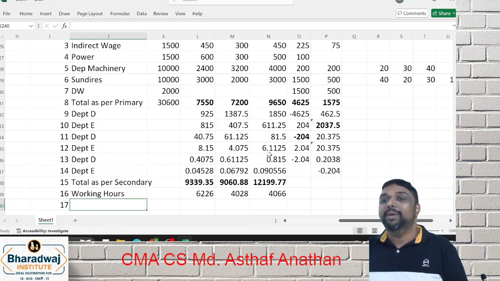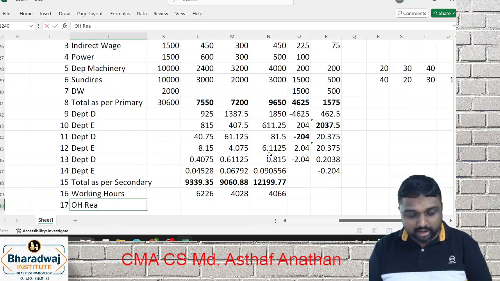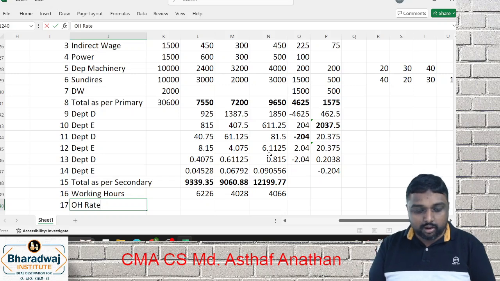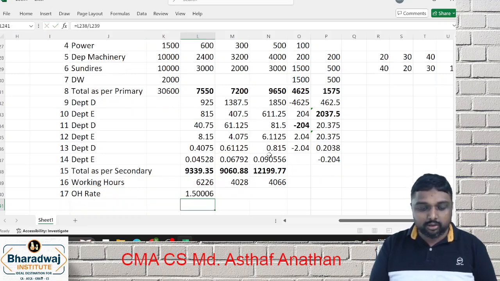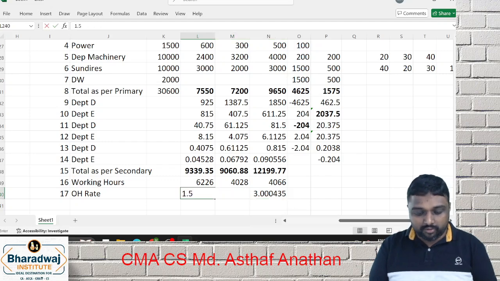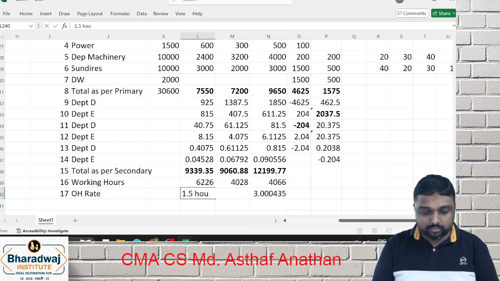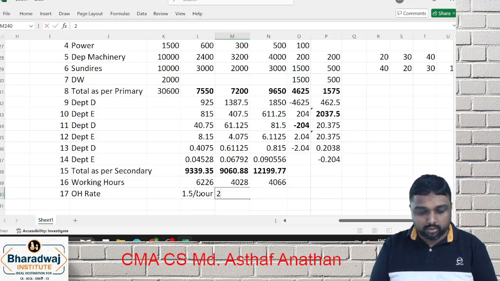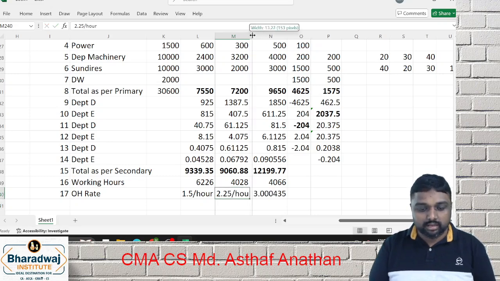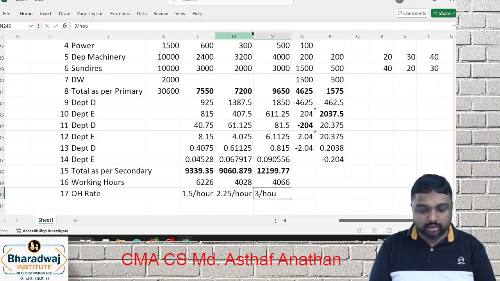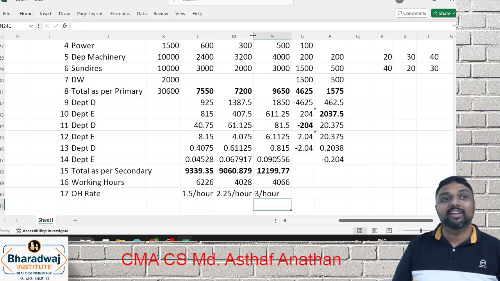So the overhead recovery rate formula you all know. What is the overhead by base? So overhead recovery rate or overhead rate is overhead by base. You will get the answer. Very round number, 1.5 per hour. Here 2.25 per hour. Round of correction, since I am using Excel, we will take 3 per hour. Are you clear? Recovery rate also.